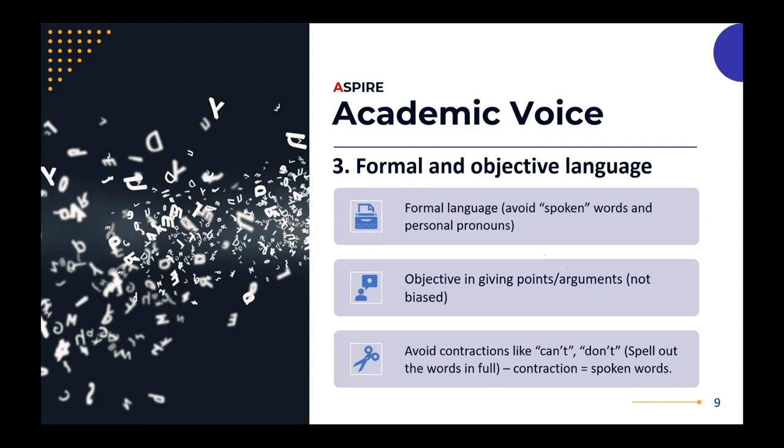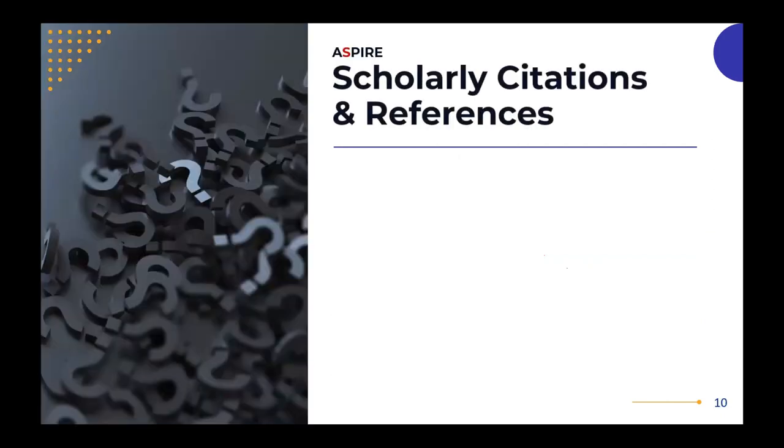Then avoid contractions like can't, don't, and all this. These contractions are short forms, or how to put it, words that contract, like can't, don't, and all this. So I think you know this. I don't have to go into detail about contractions. But the bottom line for academic voice is to be formal and objective.